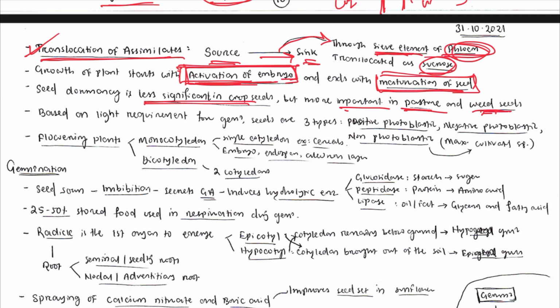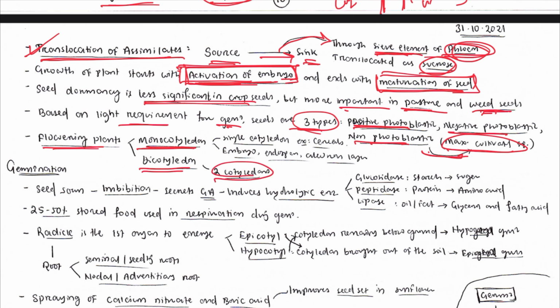Then based on the light requirement for germination, seeds are of three types. We have already talked about it: positive photoblastic, negative photoblastic, and non-photoblastic. Maximum cultivated species are from the non-photoblastic category. Now flowering in plants, if we see there are different types of plant, monocot and dicot plants. In dicot there are two cotyledons and monocot has a single cotyledon, like cereals. Here you can find embryo, endosperm and aleurone layer.